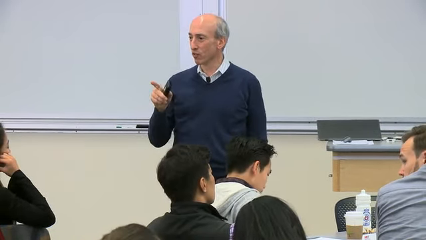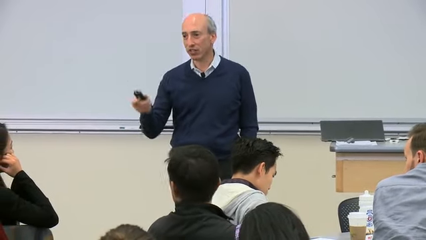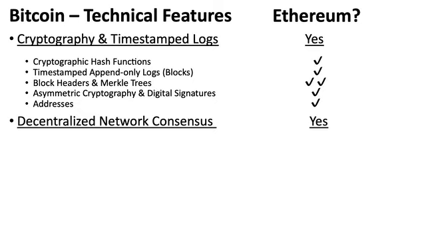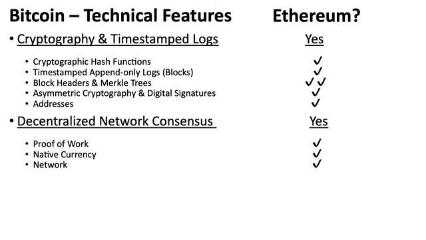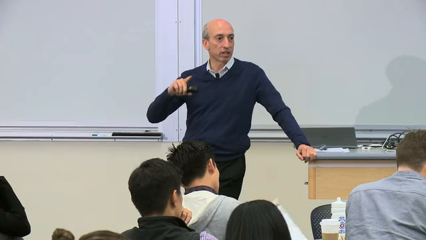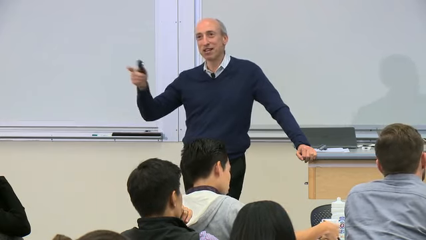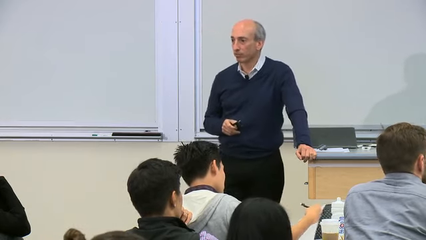Decentralization. What else did we talk about, Ilan? Consensus. So again, decentralized network consensus. Ethereum actually uses proof of work, even though there's some talk that Ether will move to proof of stake, but it's currently proof of work. There's a native currency, ETH or Ether, instead of Bitcoin, and it has a network.